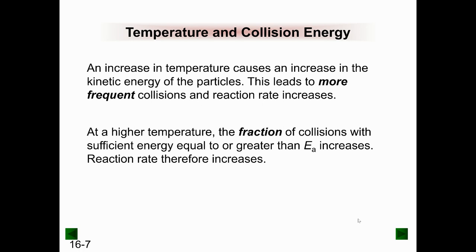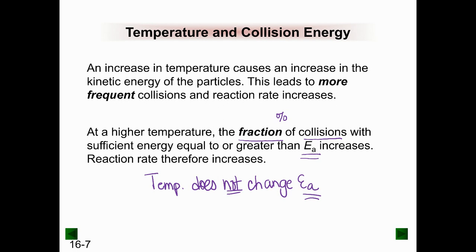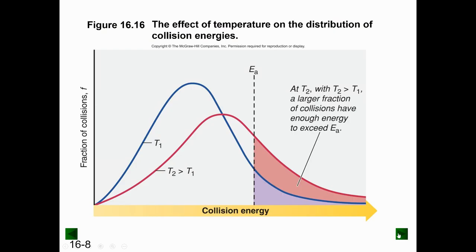Okay, now temperature will never change activation energy. Okay, activation energy is what it is for a process. What temperature does is it creates more kinetic energy in the particles, leads to more frequent collisions, and so you have, at a higher temp, a higher fraction, or if you want to think of percentage, of collisions with enough energy to exceed E of A. Okay, so if you need a little bit more numbers, that's going to come on the next slide. Or actually, I think this is probably my favorite slide here. And then there's numbers on the next one.